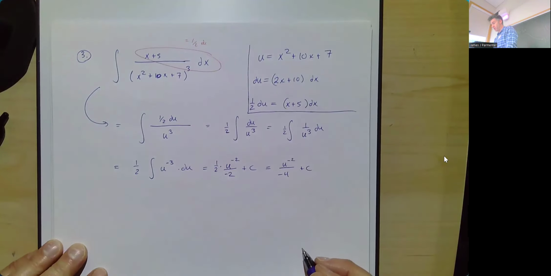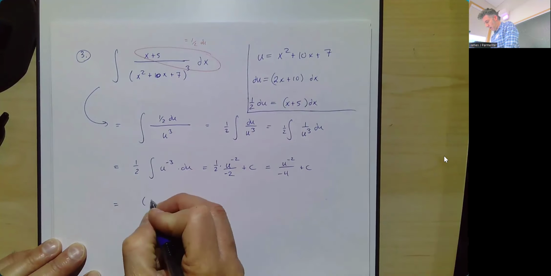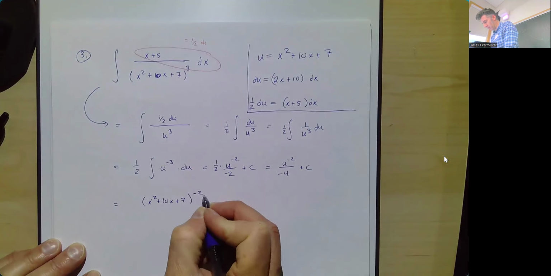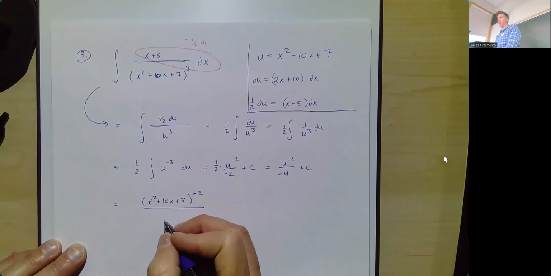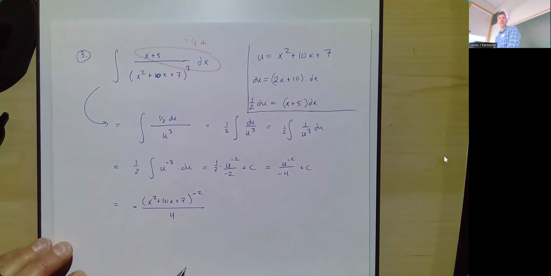And then I'm going to plug back in what u is equal to and get x squared plus 10x plus 7 to the -2, divided by -4. I probably wouldn't write divided by -4. Usually if you have a negative in your denominator, you put the negative part out in front. Write it as just negative that over 4 plus c.